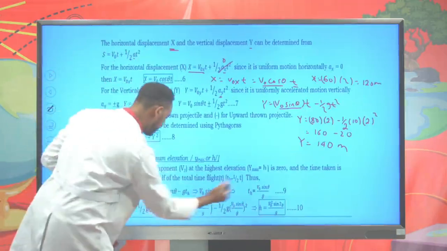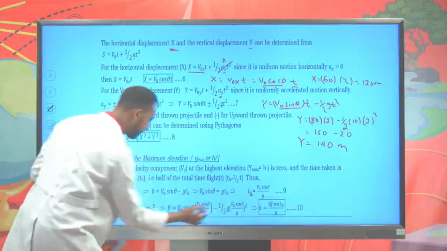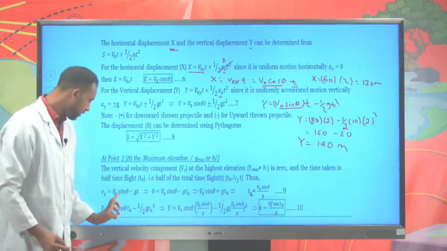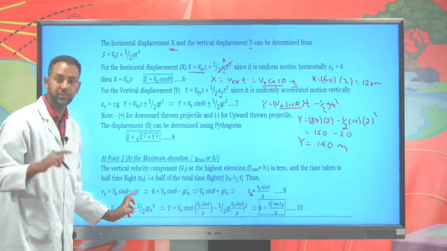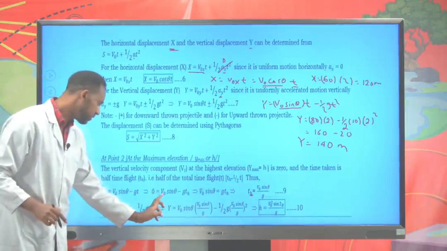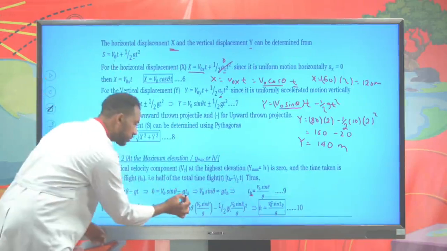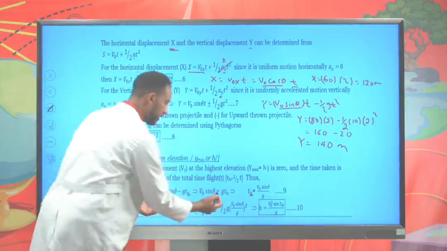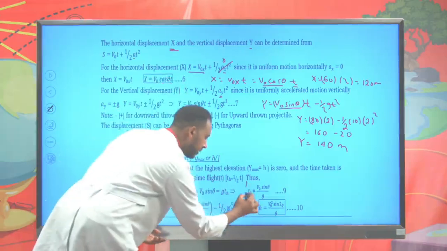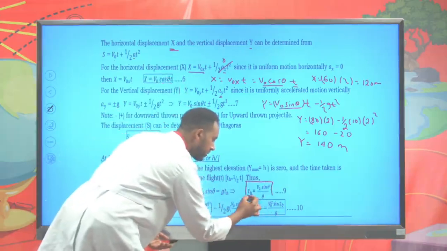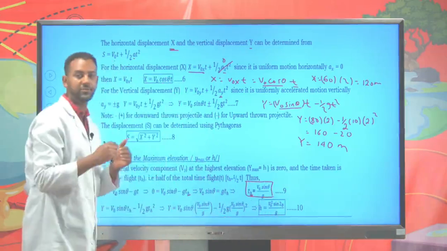Here it's possible to find the half-time flight, because we have V naught sine theta minus gt, but the vertical velocity component is 0. So V naught sine theta minus g times the time interval, which we can call the half-time flight. So we can have this equation. This is the equation used to determine the half-time flight.